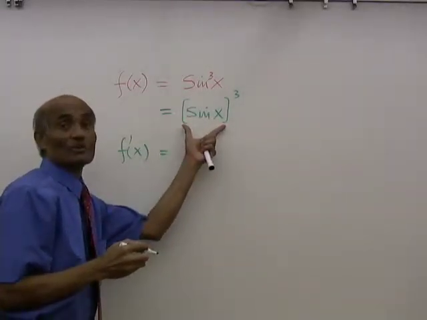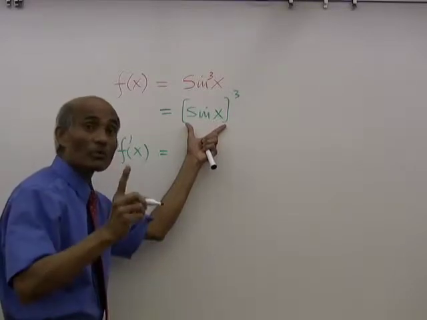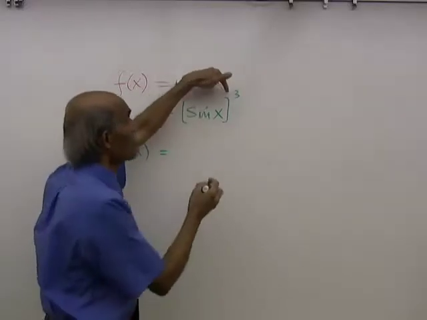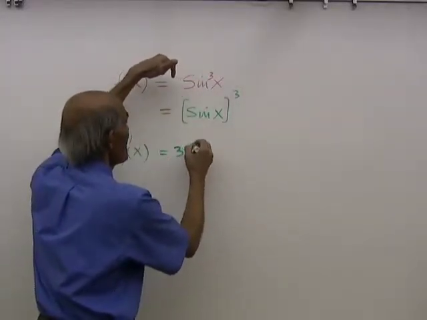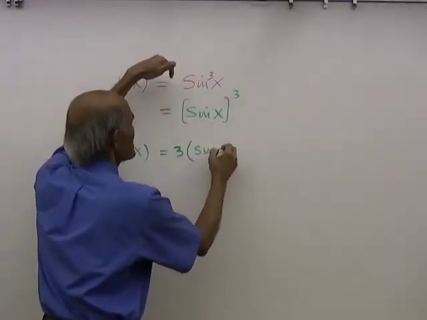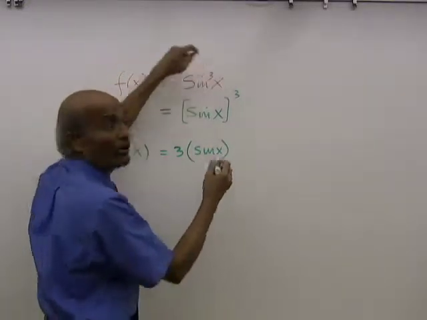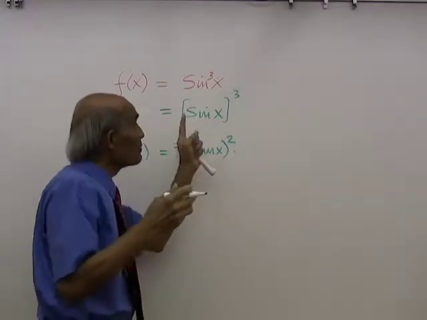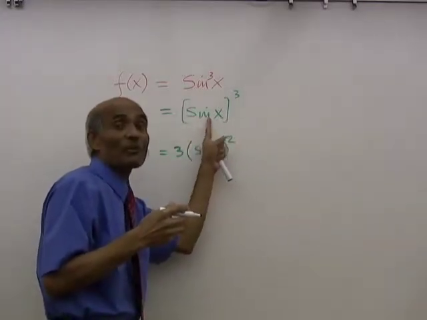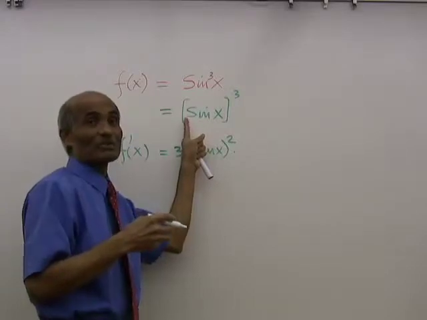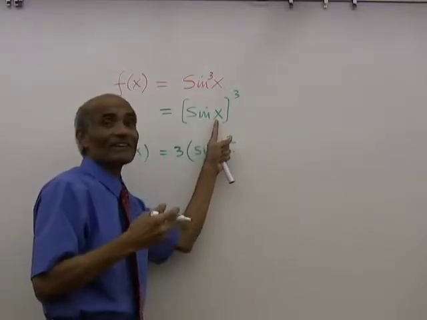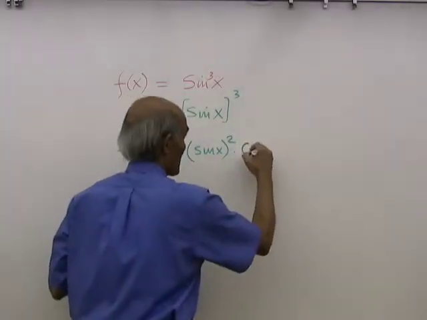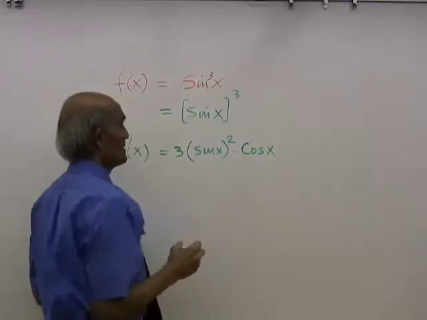Well, we said apply the power rule to that quantity. The quantity is sine x. So applying the power rule will give you 3 times sine x to the power of 2. And now what do we do? Multiply with the derivative of that quantity. What is the derivative of sine x? The derivative of sine x is cos x. So multiply with cos x.